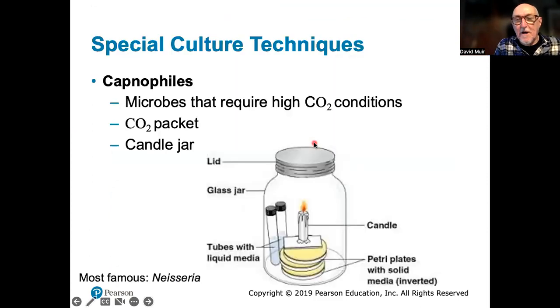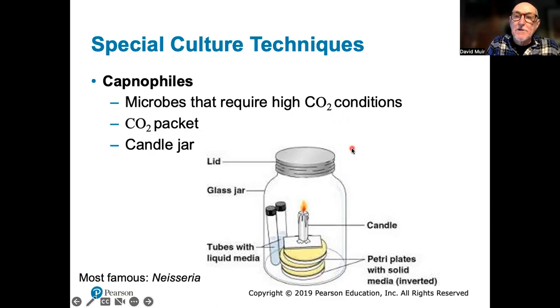Here's the last one to mention. We didn't talk about this when we talked about anaerobes and aerobes, because this is a group of organisms which require high carbon dioxide levels. Now, this applies quite often to pathogens. There are certain pathogens which are well known for being capnophiles. They like to have high CO2 conditions in order to grow optimally.